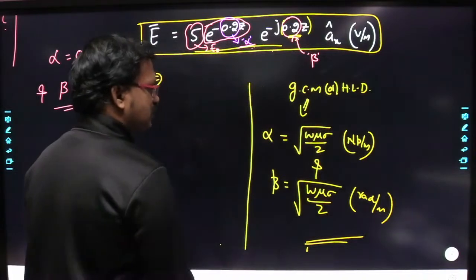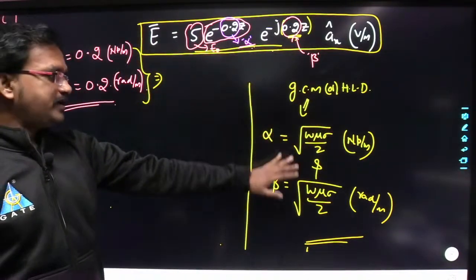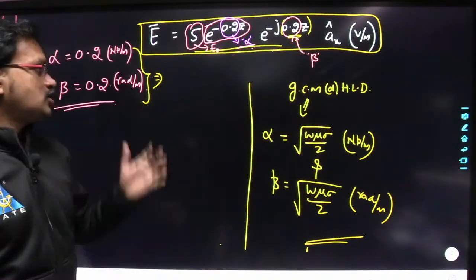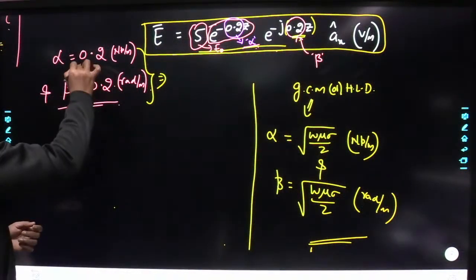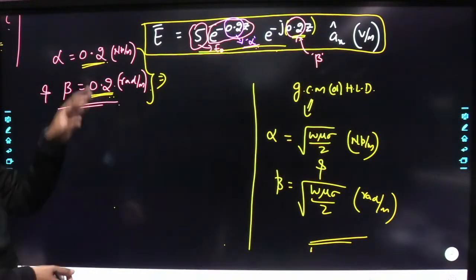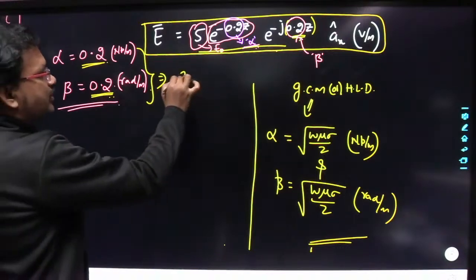Understood? So since the expressions for alpha and beta are the same in the case of a good conducting medium. Okay, so we can say that since here the alpha value is the same as the beta value, that's why we can confirm that it is a good conducting medium.